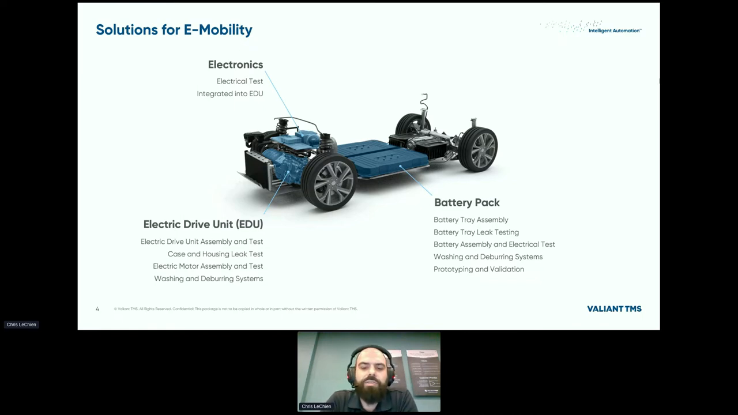But with the battery pack side, there are issues with battery pack assembly, battery tray assembly, battery tray leak testing, the actual battery assembly and electrical testing. And on the electric drive unit, there are new challenges with the assembly and testing there, as well as leak testing. And then for all the components, washing and cleaning them as part of the manufacturing process is also a critical step. So what we're going to focus on a little bit today is specifically battery tray assembly and battery tray leak testing, but we're going to touch on all the other aspects of the new automation requirements.